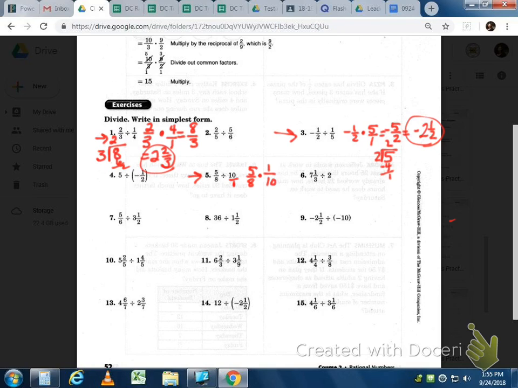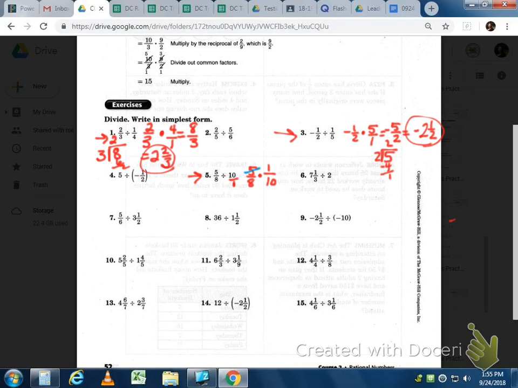5 over 8 times 1 over 10. Does anything cancel? Yeah. It is anything from the top with anything from the bottom. Anything cancel out?